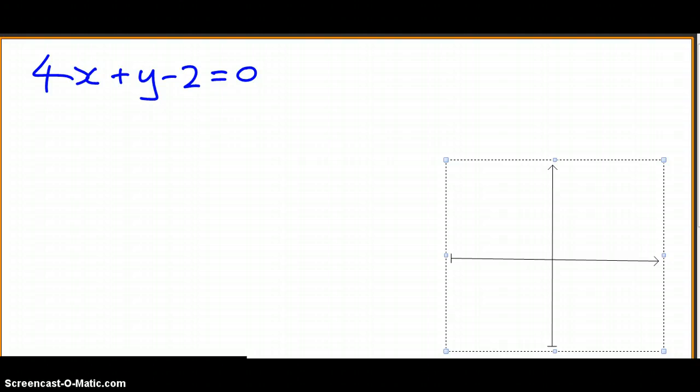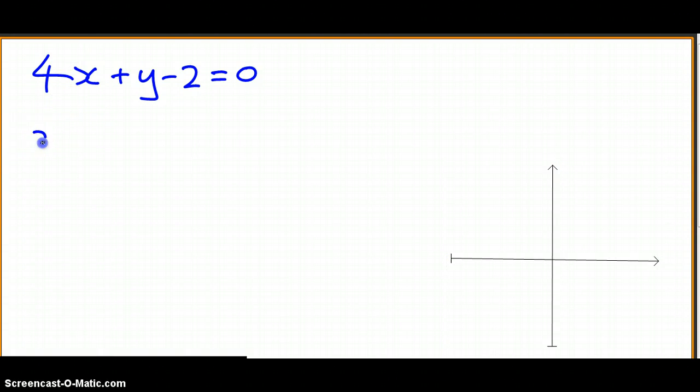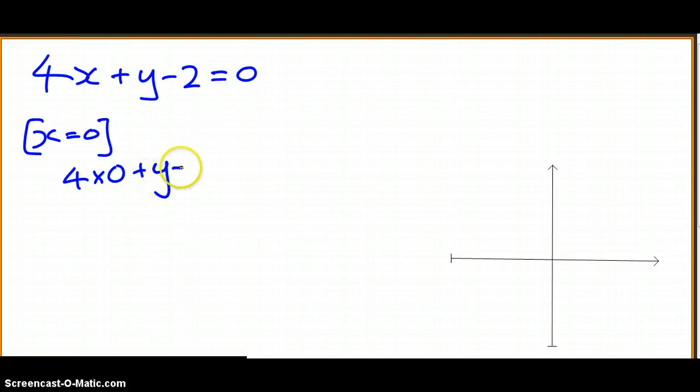Here's another example, a format that you're not so familiar with, but becoming more familiar with. Same method, make x equal to 0, substitute x equal to 0 into the equation. 4 times 0, that's gone. And I've got y minus 2 equals 0. I hope you can see the answer for y is positive 2.